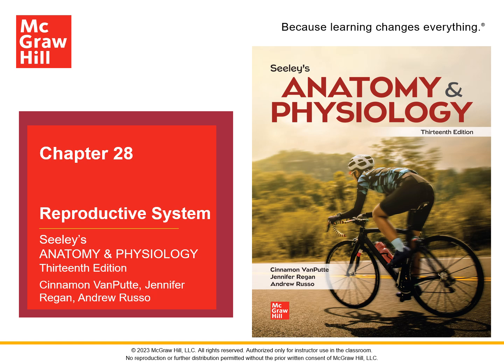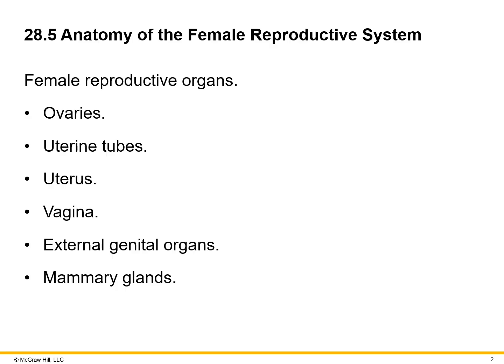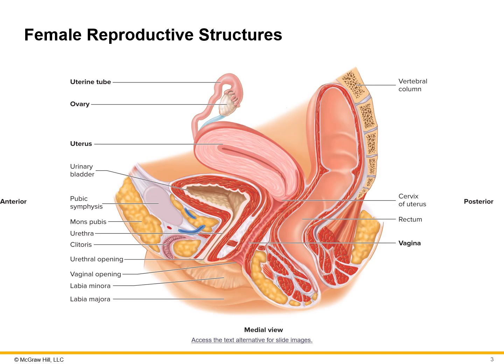Continuing now in chapter 28, looking mainly at the female reproductive system. So first of all, the anatomy of the female. So we have the ovaries, uterine tubes and uterus, the vagina, then the external genitalia organs, as well as the mammary glands would also be included with the reproductive system of the female. And just looking at where those parts are.